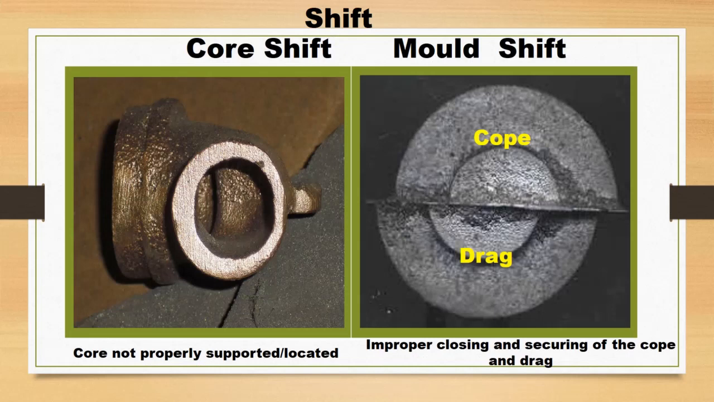Shift. Shift is a defect. There are two types. One is called core shift and another is the mold shift. Core shift occurs when a core is not properly located or strongly supported. The core may lift or move when the metal is poured. This can lead to a reduction in wall thickness of the casting on one side. So here you can see in this photograph the reduction in wall thickness at one side. This is the core shift. The next is the mold shift. Mold shift results in mismatch of the portions of the castings at the parting line. The flask or mold box should be properly closed or secured. See, here it is not secured properly. So that's why you can see there is a difference in the cope and the drag. Some mismatch is there.